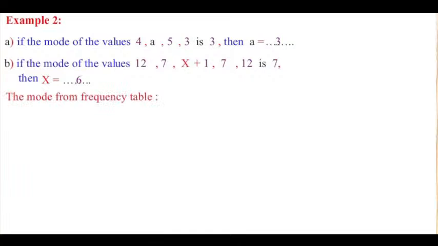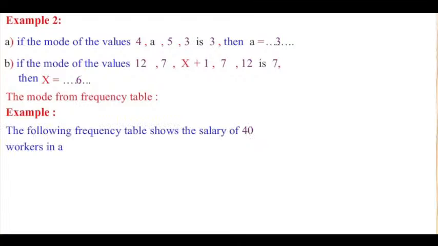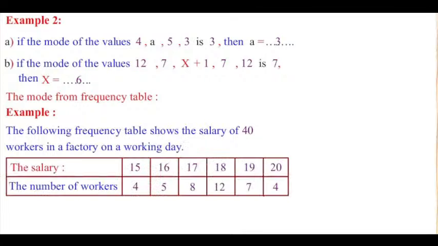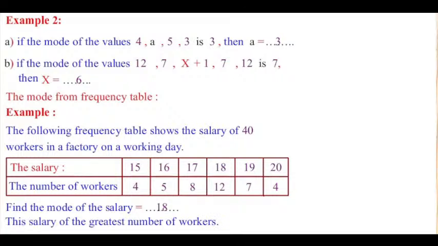The mode from the frequency table. Example. The following frequency table shows the salary of 40 workers in a factory on a working day. From this table, find the mode of the salary. The mode of the salary is 18. This is the salary of the greatest number of workers.